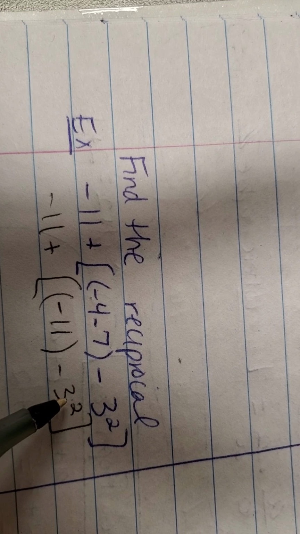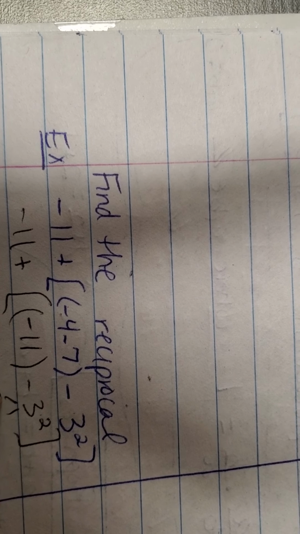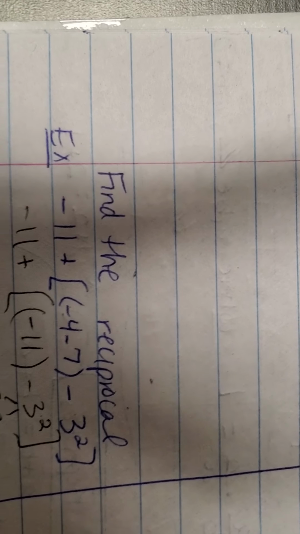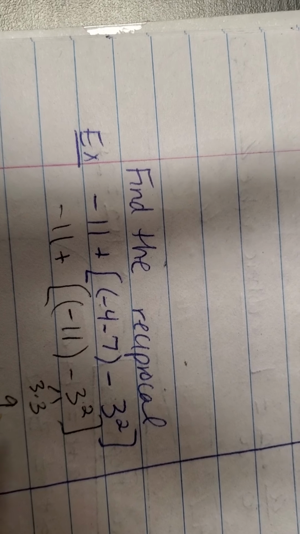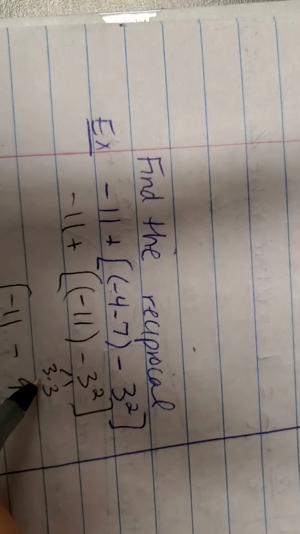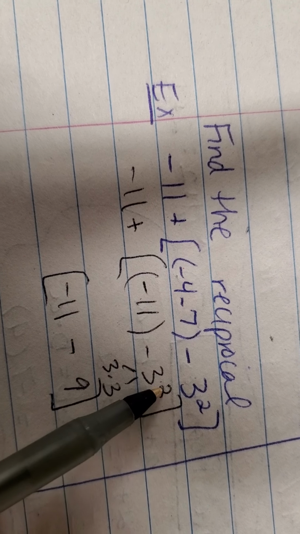3 squared is like saying 3 to the power of 2, which is 3 times 3. So this right here, this is 3 times 3, which is 9. So that's going to be 9. So now I can bring everything down. Negative 11 minus 9. This is in the brackets. Okay, and now I did take away the parentheses because, well, we already simplified this part.